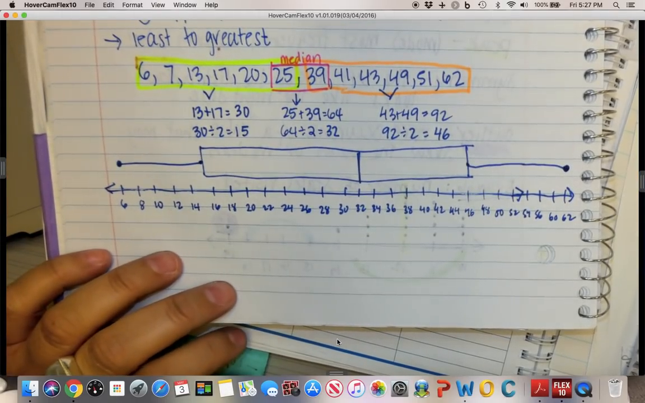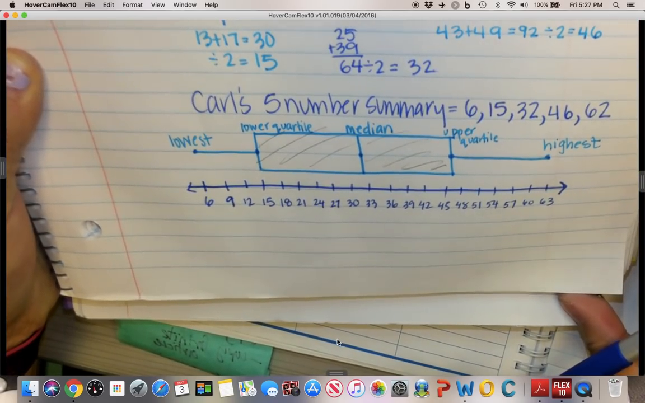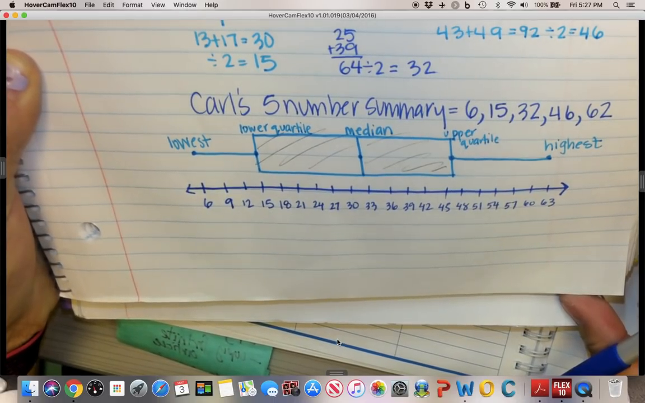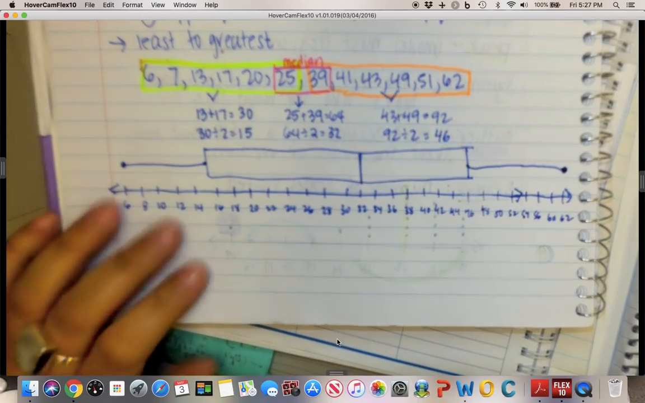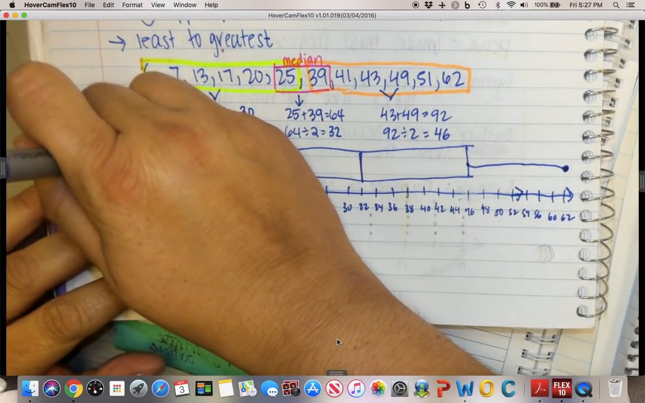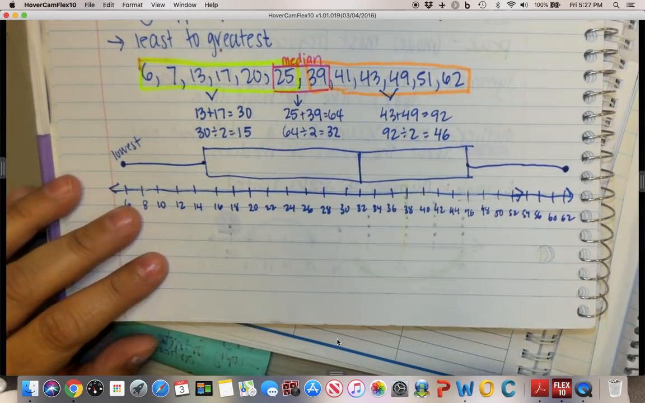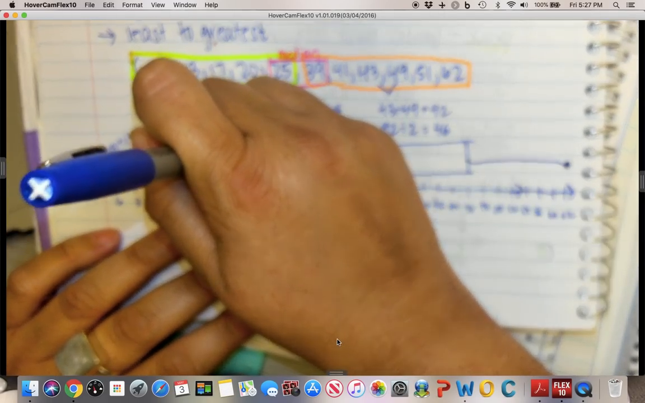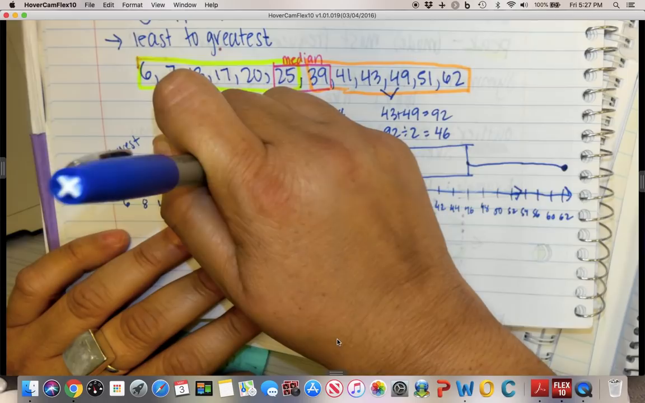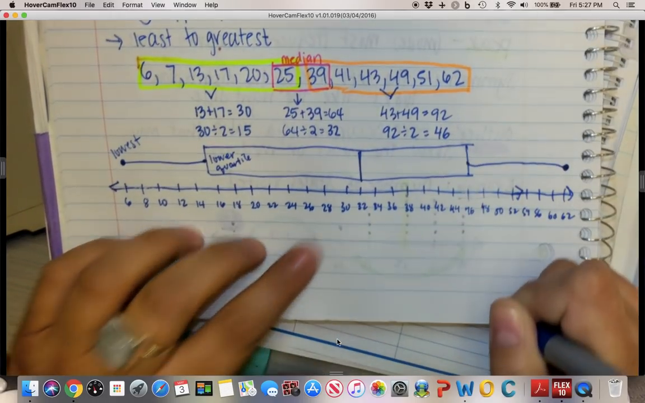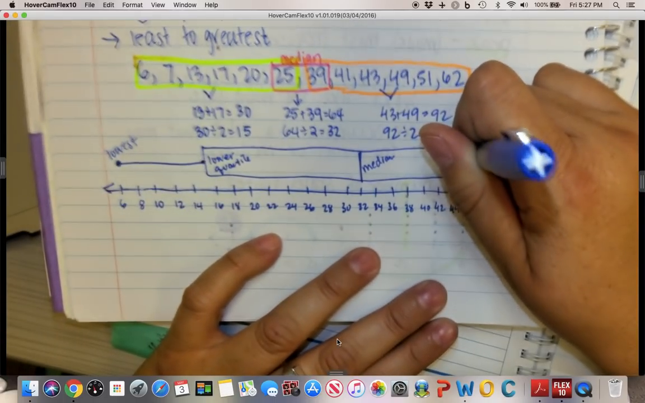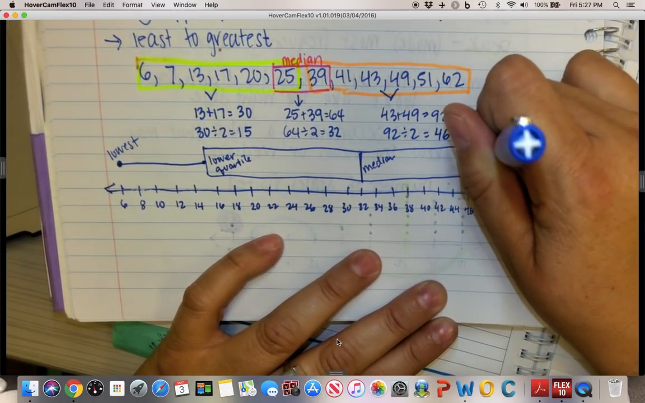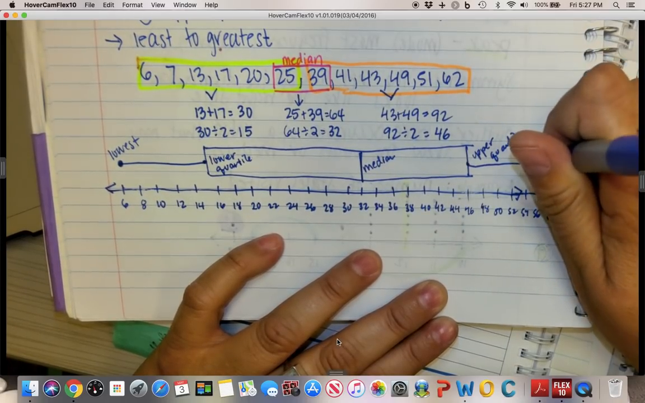It's not the prettiest of drawings. Look at how well I did it last year. It's so pretty. Doesn't look like that this year, but that's okay. This is my lowest. This is my lower quartile. This is my median. This is my upper. And this is my highest.